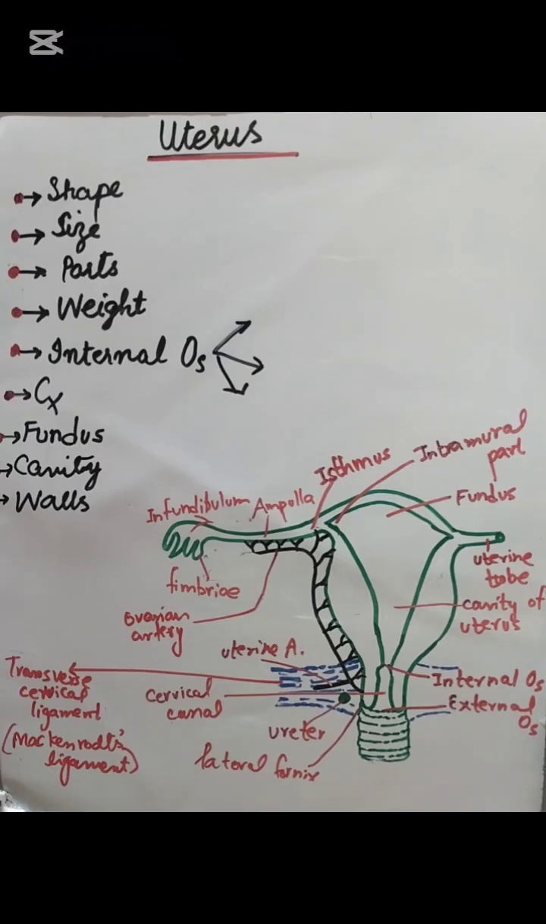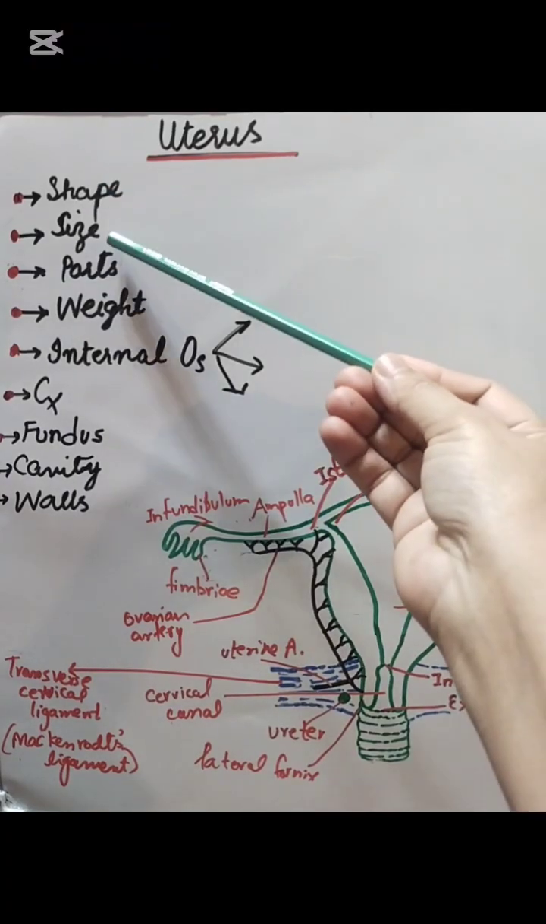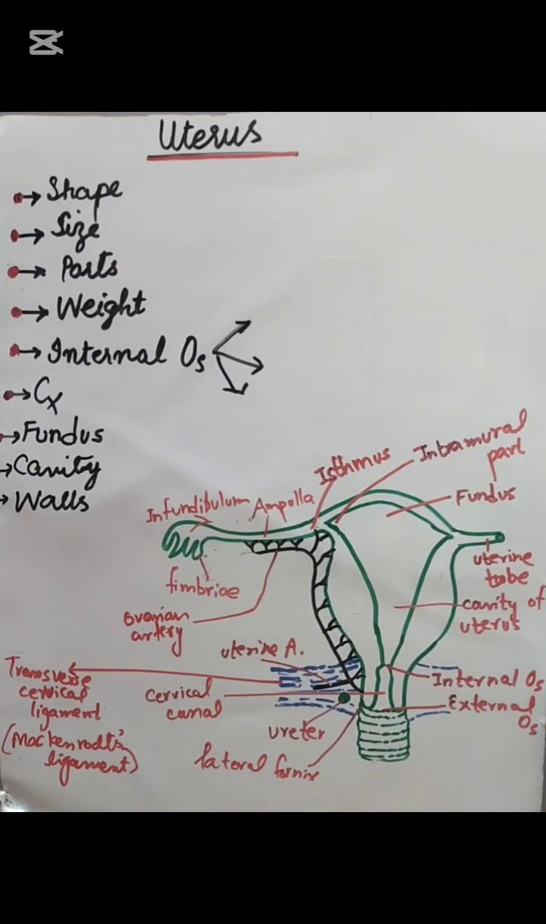As I told you, I will be taking lectures on the anatomy of the female genital tract. Today I have selected the topic uterus. To start with, what is the shape of the uterus? It is piriform in shape. What is the size of the uterus? We will talk about its length, thickness and width. Its length is 9 cm, its width is 6.5 cm and its thickness is 3.5 cm.